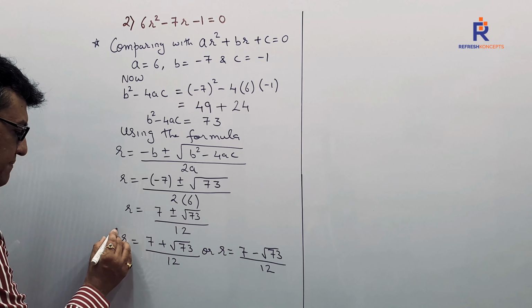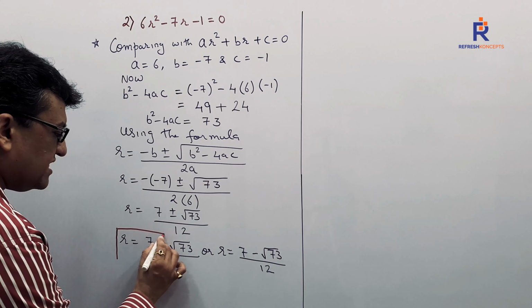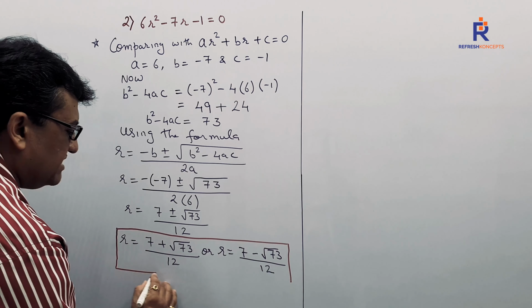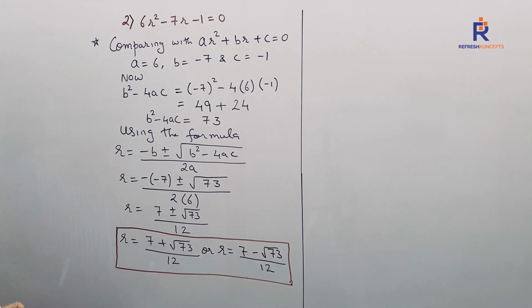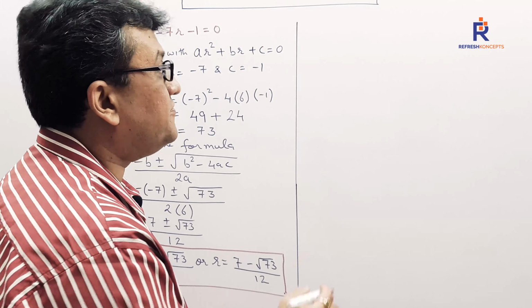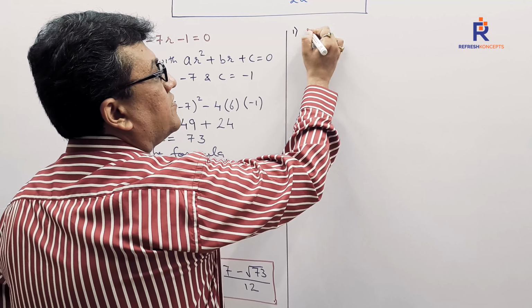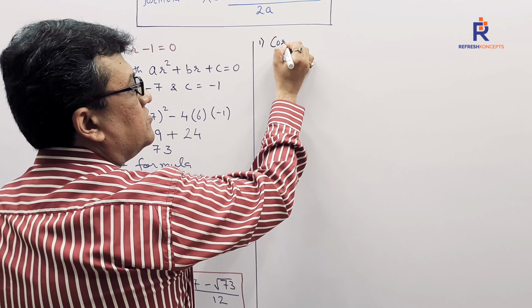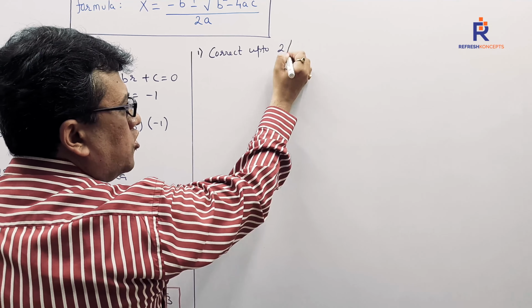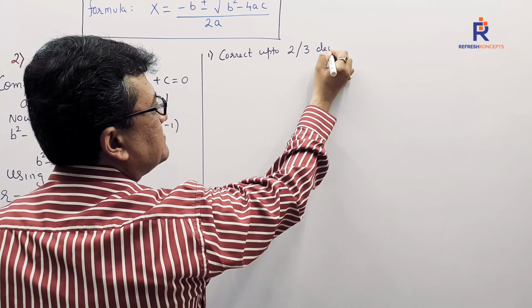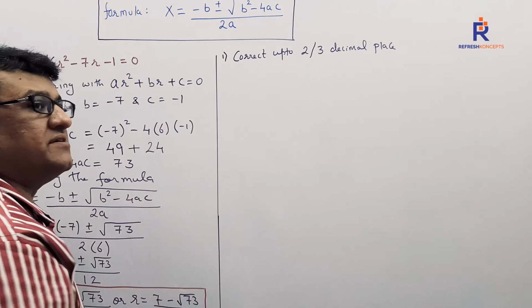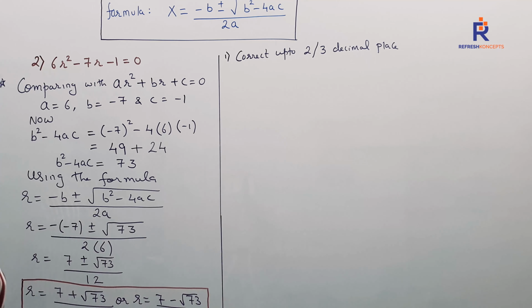As I mentioned in my previous videos, in certain boards this is the final answer, whereas in certain boards we are given a different set of questions. So I'll write down once again what the two questions are. Write correct up to either 2 or 3 decimal places. In this particular sum, I shall give you both the answers: correct up to 2 decimal places as well as 3 decimal places.